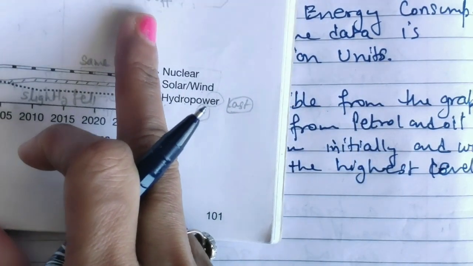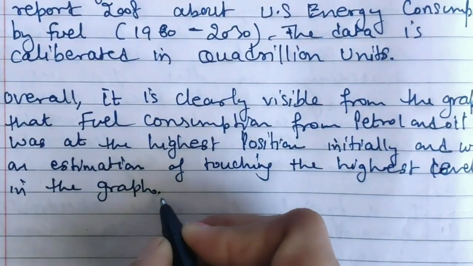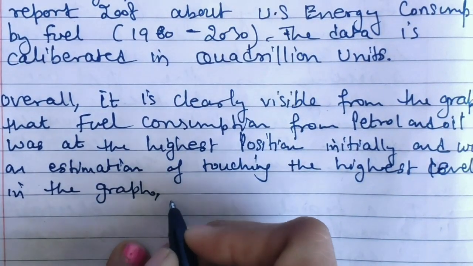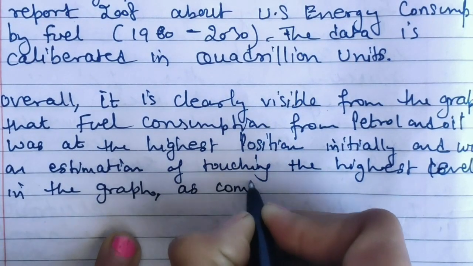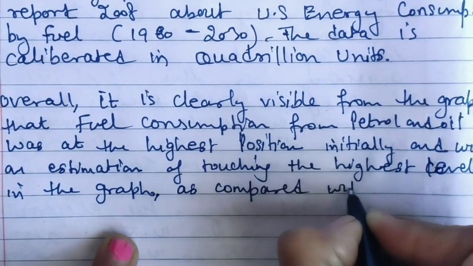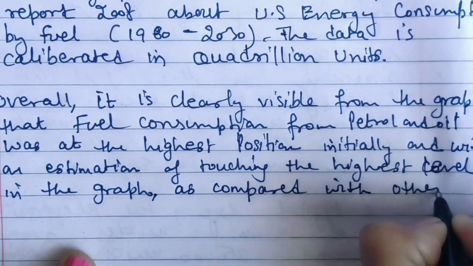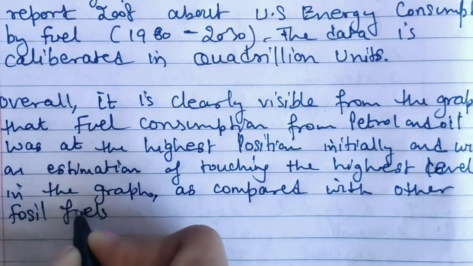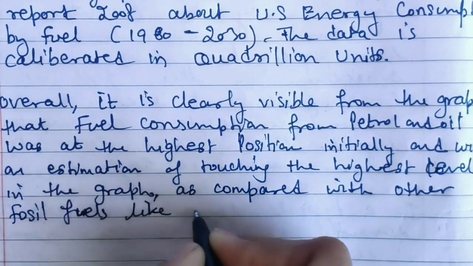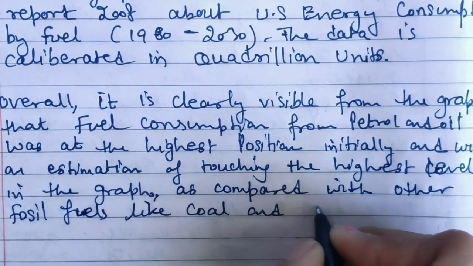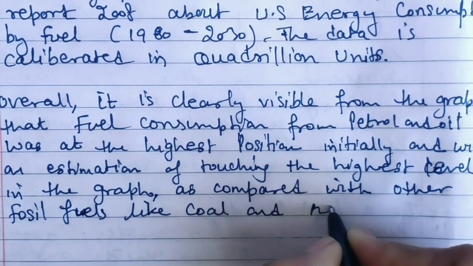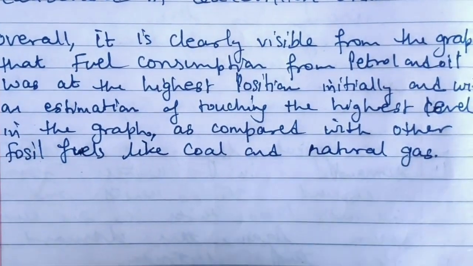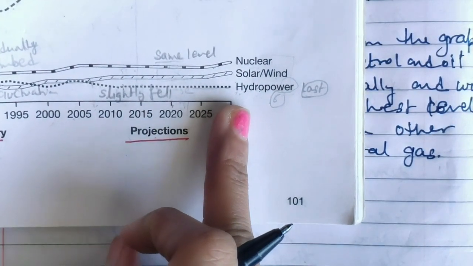Second, and how can we write the second one? Okay, let's write it. So as compared, okay, don't finish this line. As compared with other fossil fuels, like coal and natural gas, right? So I have compared this also. Now what about the last three? So we have to include this also now.